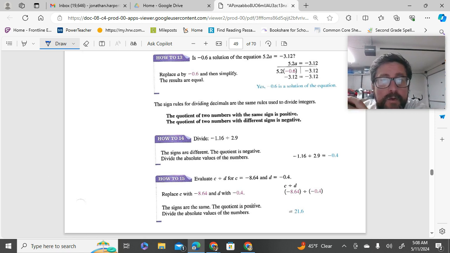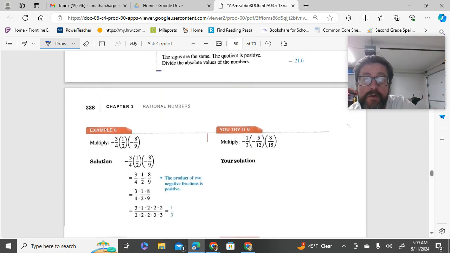Pause it and do these with your calculators. Is negative 0.6 a solution to the equation? Okay, plug in negative 0.6. So you do 5.2 times negative 0.6. And yes, it gives you the correct answer. I'm all for doing that.